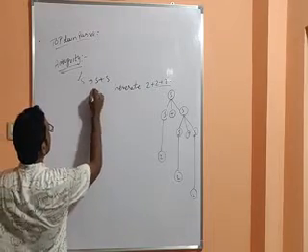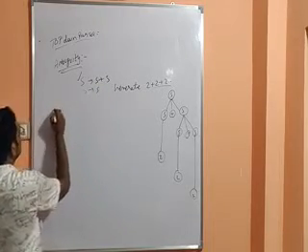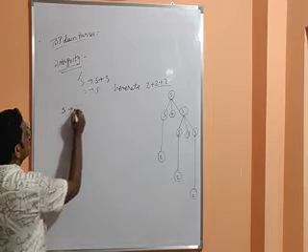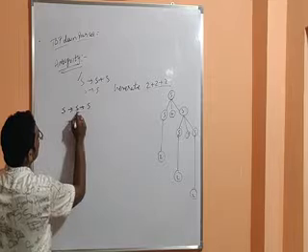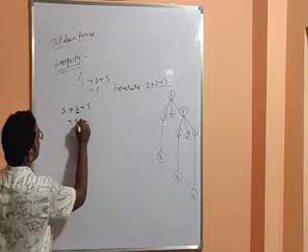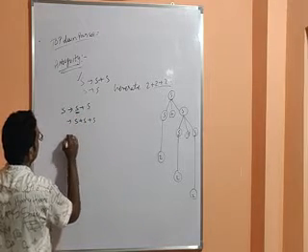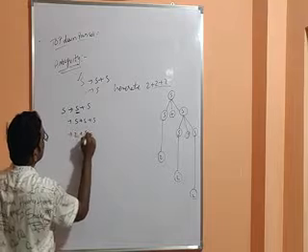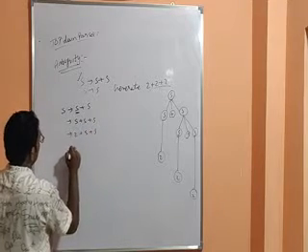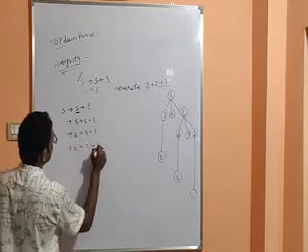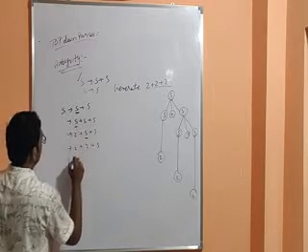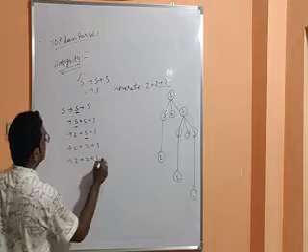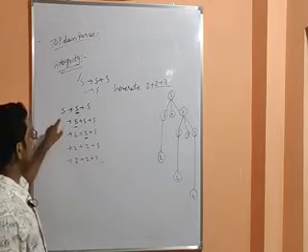So S tends to S plus S. Now what I will do is change this S to S plus S plus S. Now I will modify the first S as 2 plus S plus S. Now 2 plus 2 plus S, then 2 plus 2 plus 2. This is the second option for how we can generate the leftmost derivation.